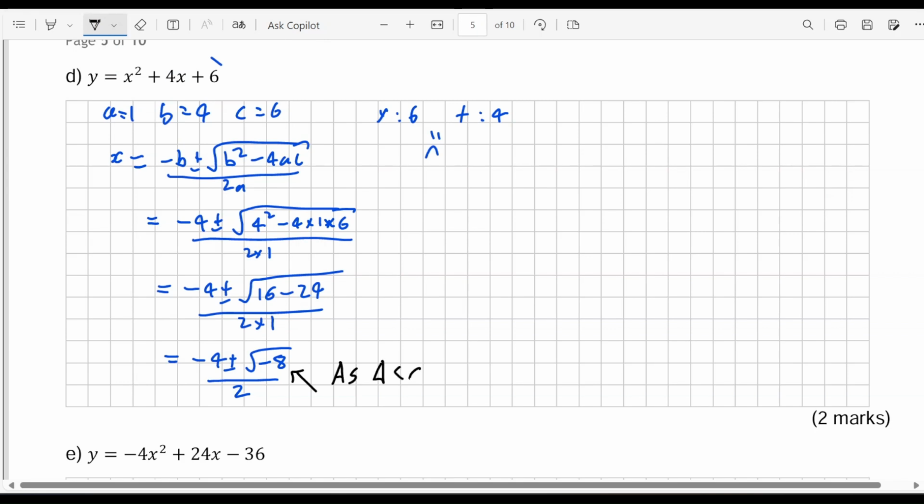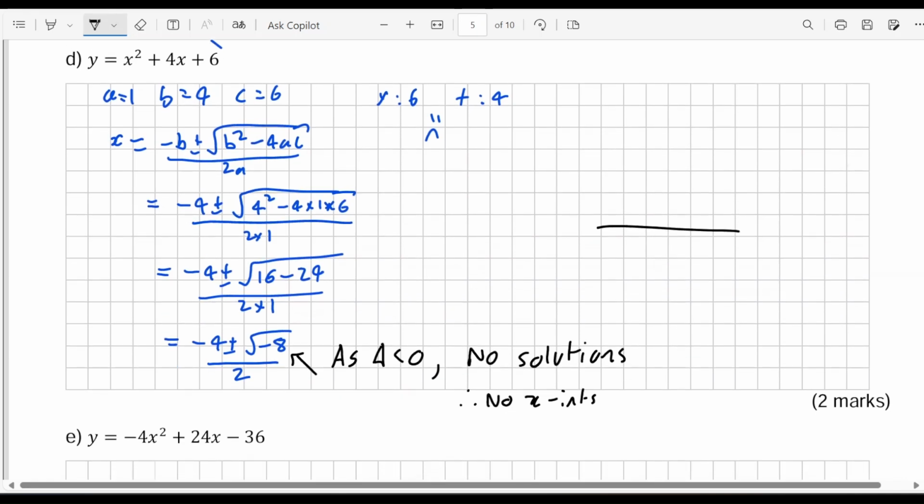As the discriminant is less than 0, no solutions. So we could say no x-intercepts. If you graph it, it will look something like that, so it won't cross through the x-axis.